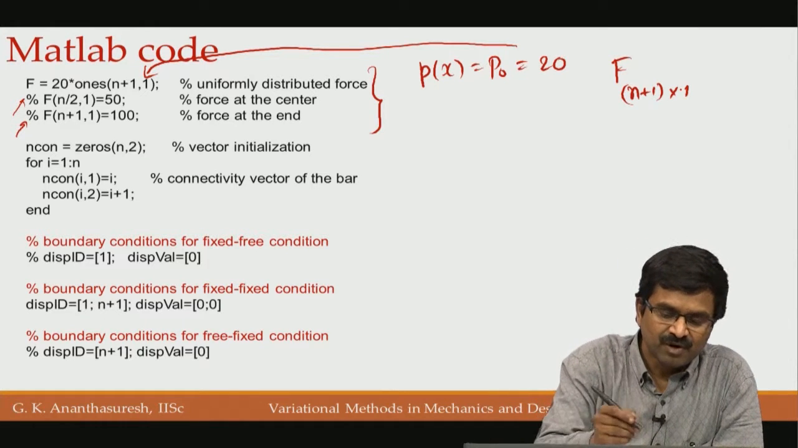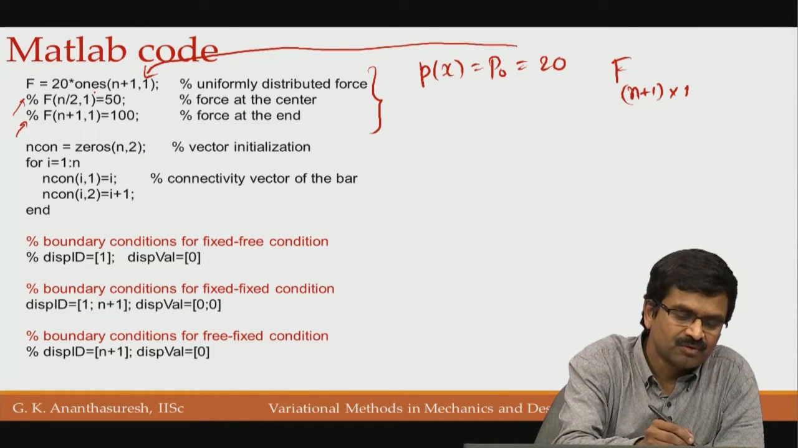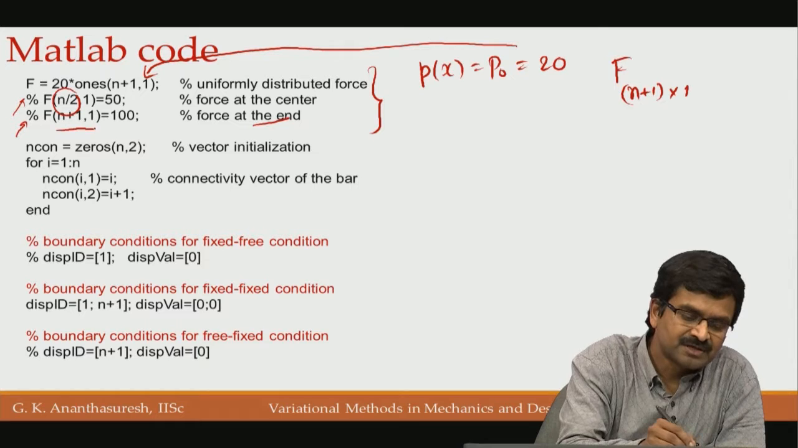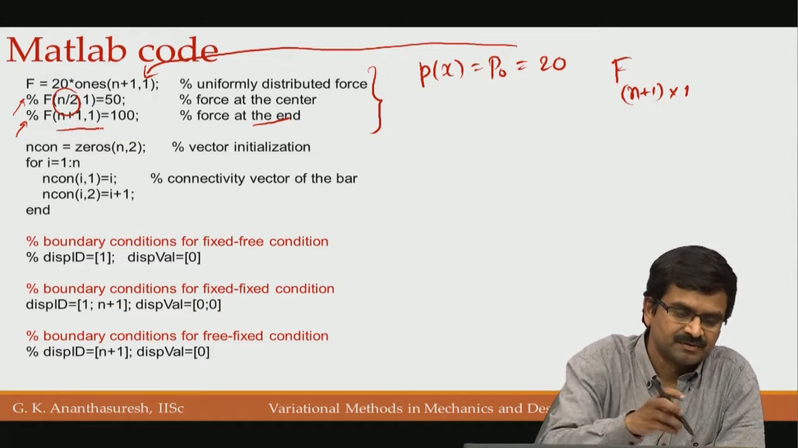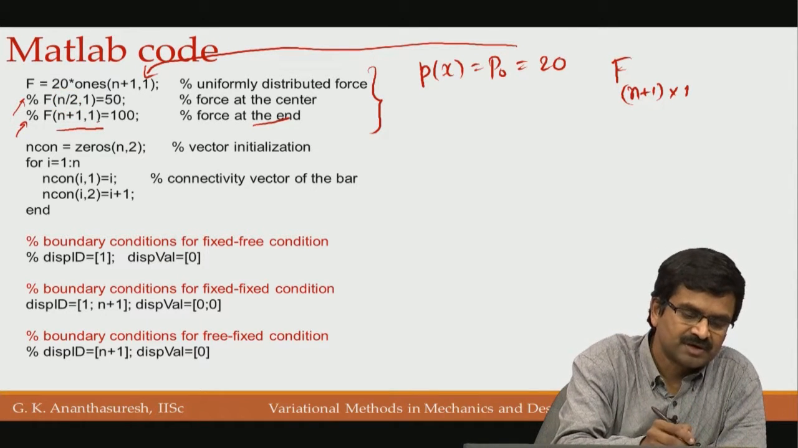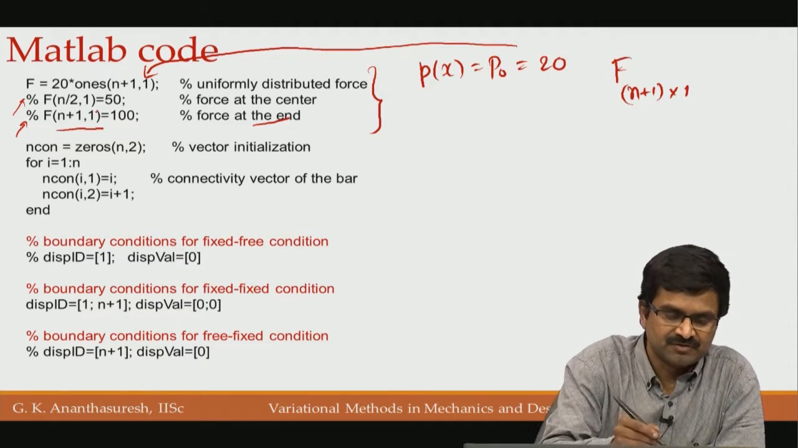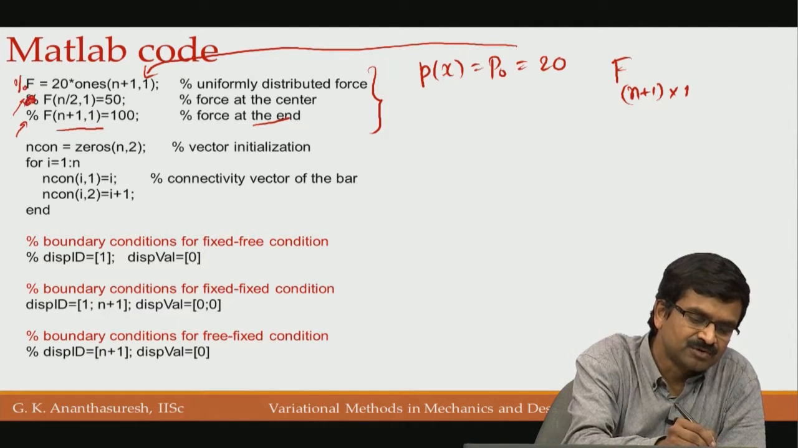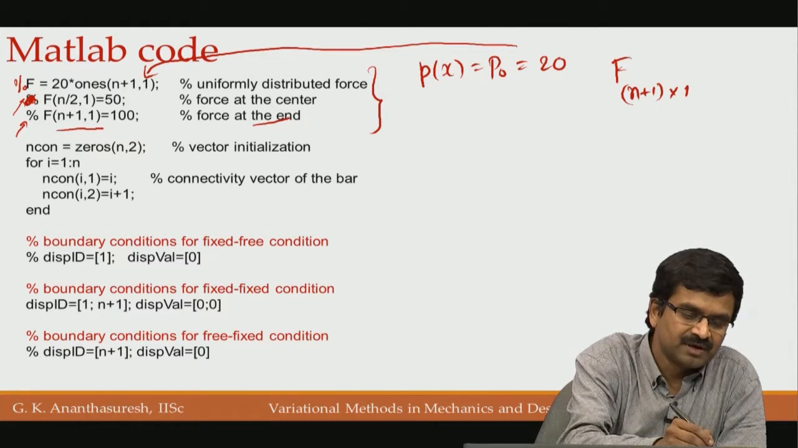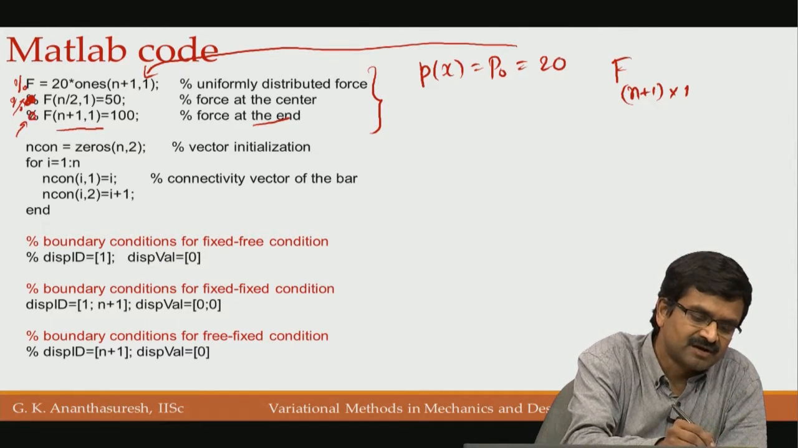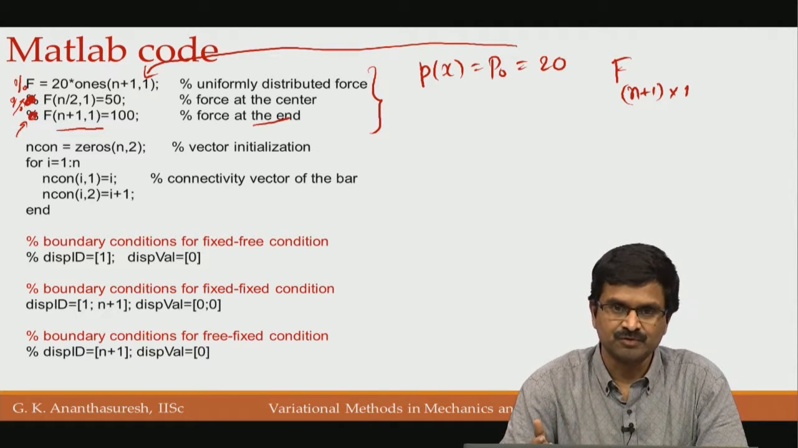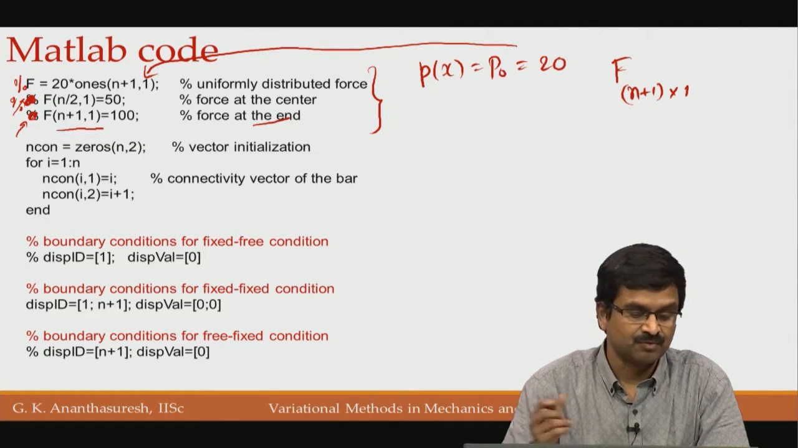And if you want force at the center, you have to use n by 2, 1, you will specify some force, or force at the end, f n plus 1 times 1. So, n plus 1 times 1, you have the force specified at the end. At that time you put a percentage sign here and remove this percentage, it becomes midpoint, then you put back percentage, remove this, force at the end. Basically you can specify whatever force you want, the algorithm is going to work.